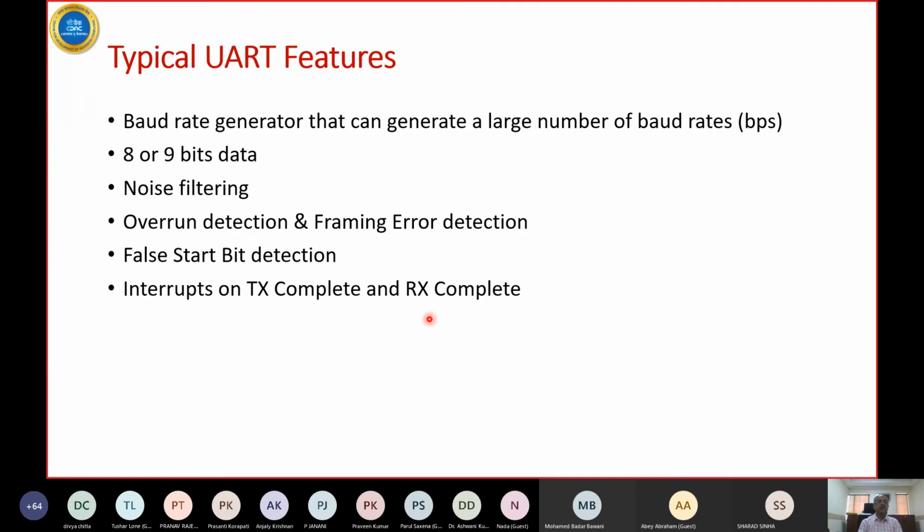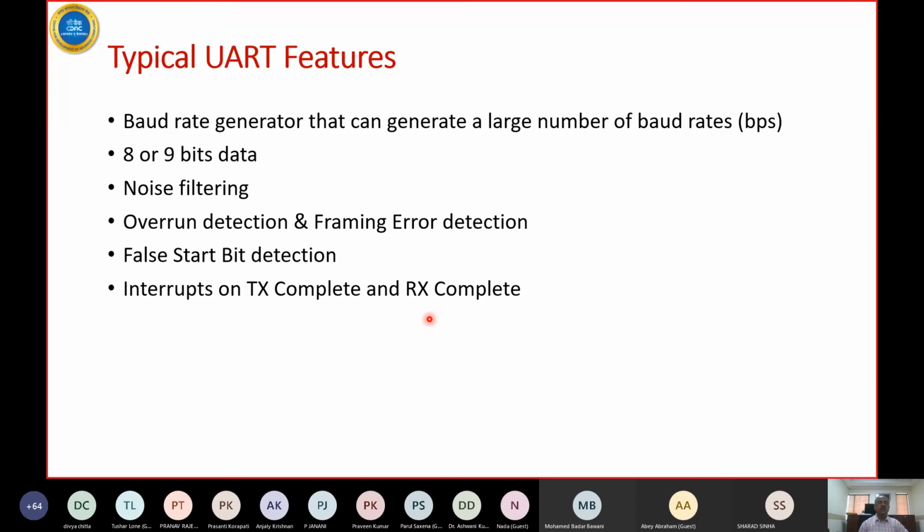Noise filtering, I will explain what it is, is done at the receiver. Then there are some errors that are detected. Overrun refers to a state wherein data comes in and the data is not picked up. What will happen if data is not picked up? Another data can come in over the link. In such a case, the error is called overrun. It means the previous data, before being picked up by the CPU from the UART, gets overwritten by another data coming from the other side.